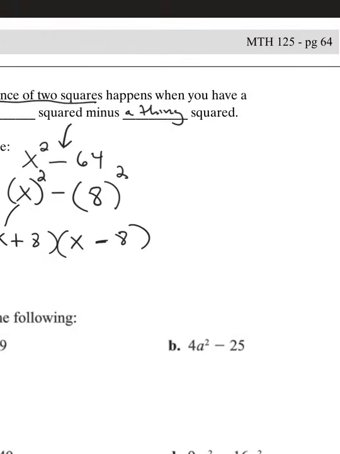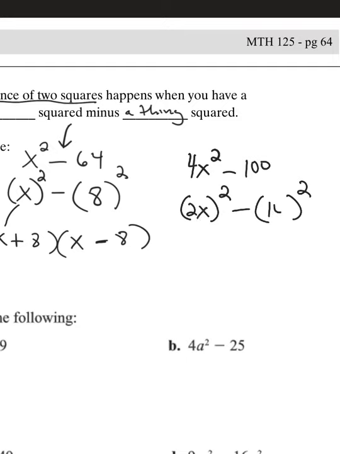Let's just try one more. Let's say 4x squared minus 100. Something squared minus something squared. I square 2x to get 4x squared, and I square 10 to get 100. So my parentheses get opened. 2x plus 10, 2x minus 10. There are my factors.